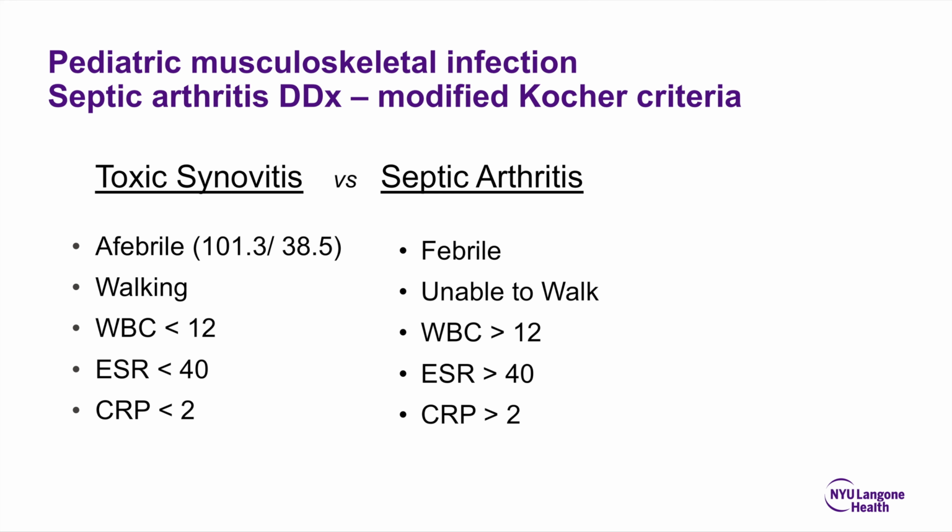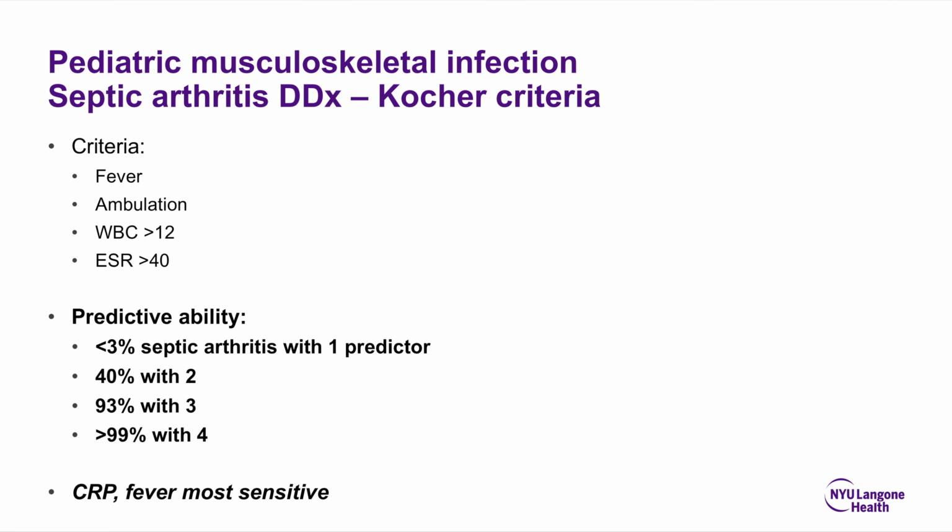One of the big things in pediatric musculoskeletal infection is trying to differentiate a toxic synovitis from septic arthritis, and so the modified Kocher criteria I've listed here. So the original 4 were a fever greater than 38.5, the inability to ambulate, a white blood cell count greater than 12, and ESR greater than 40, and then the modification of this is a CRP greater than 2. So again, the 4 original Kocher criteria do not include the CRP, and I've listed here their predictive ability.